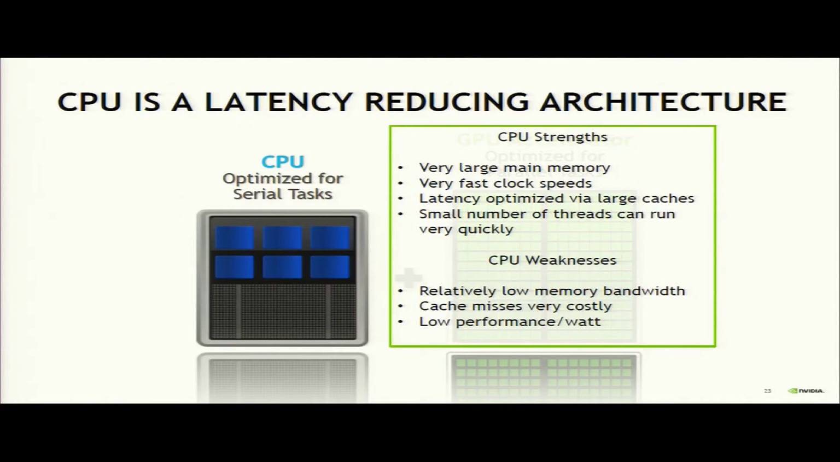Okay, so we came to this part. So it has very low memory bandwidth. If you look at the latest CPUs, the memory bandwidth that you will get is around 200 gigabytes per second. And the cache misses are very costly.